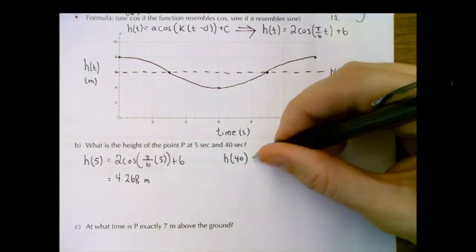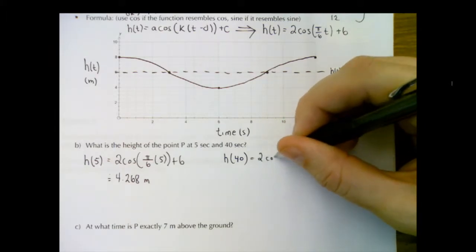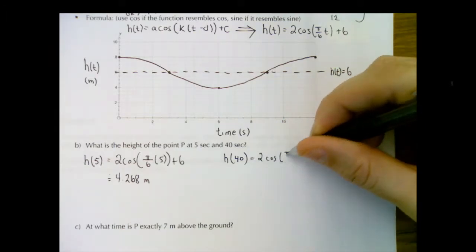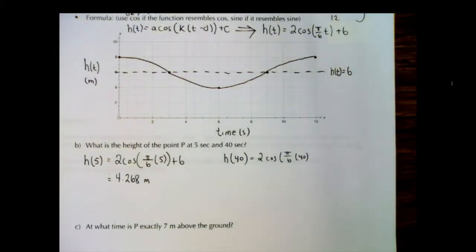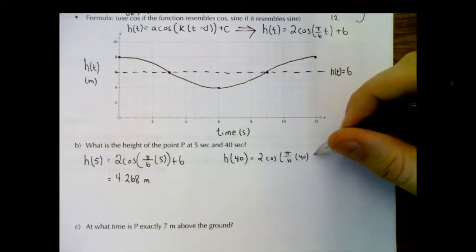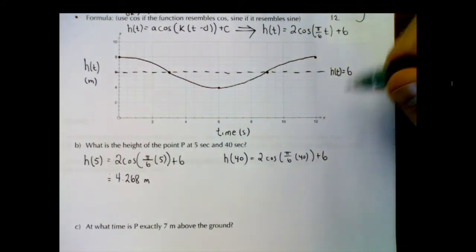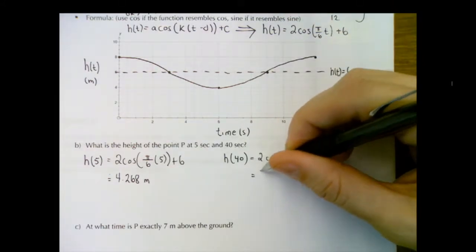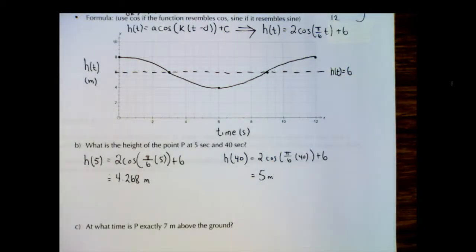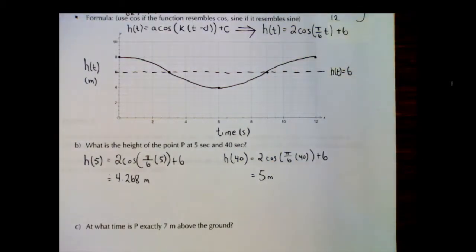Height at 40 seconds: 2 cos(pi over 6 times 40) plus 6. If we plug that into our calculator, we get exactly 5 meters. So that's using an equation to solve for h.